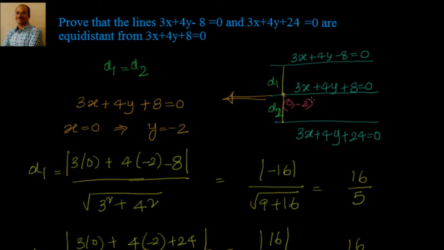That proves that 3x plus 4y plus 8 equal to 0 is equidistant from the two lines 3x plus 4y minus 8 equal to 0 and 3x plus 4y plus 24 equal to 0. So whenever we have to prove that a parallel line is equidistant from two other parallel lines, we can find a point on that line and then prove that the distances from this specific point to the other two parallel lines are equal, which proves that the line is in the middle of those two lines and equidistant from both of them.